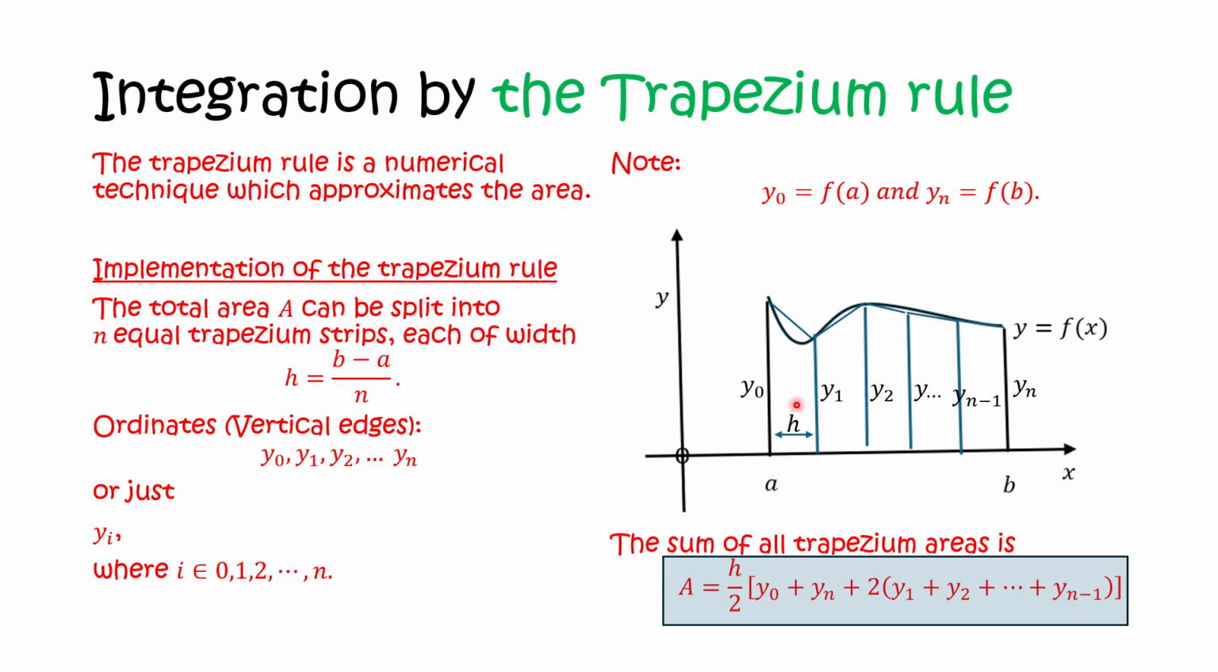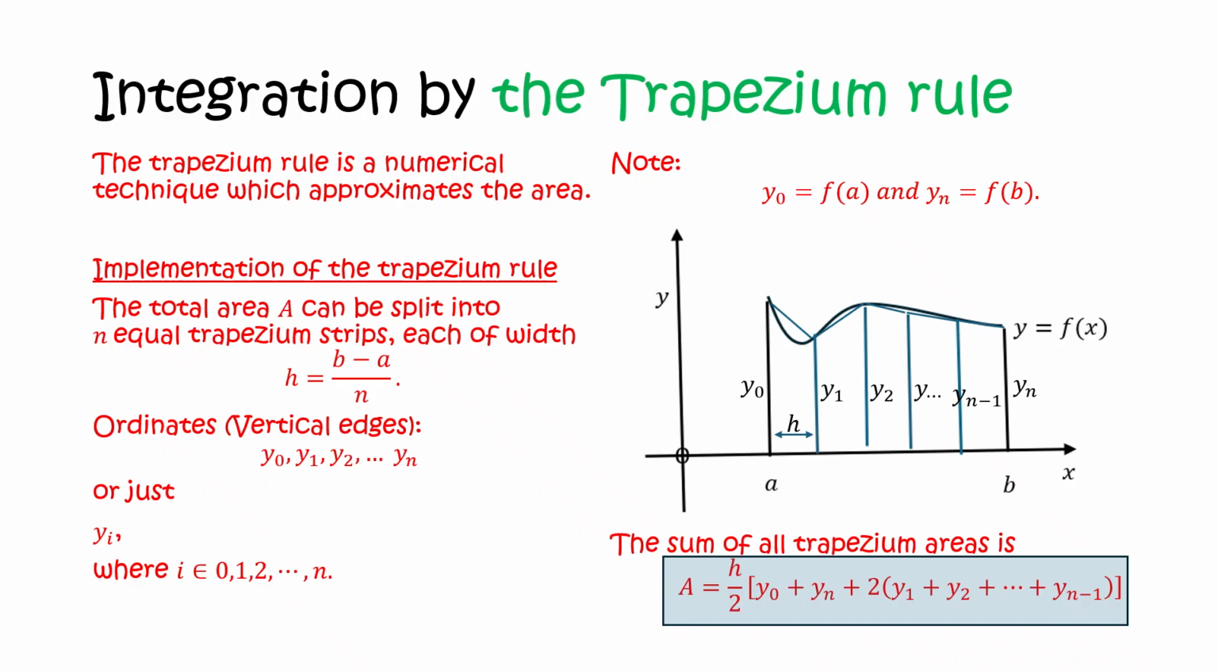Now we add all of the trapezia. What we get is the ordinates that are in between the first and the last, that is to say from y1 to y4. These will be repeated twice. That's why we have the 2 there, and the first and the last are only used once. Therefore, we make use of that particular formula. That is the formula that we'll be referring to from time to time in finding the area using the trapezium rule.